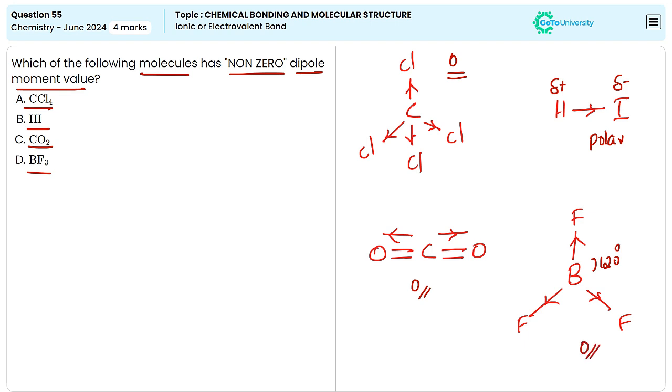So from these four molecules, the molecule which has a non-zero dipole moment value is hydrogen iodide. Option B is the correct answer.